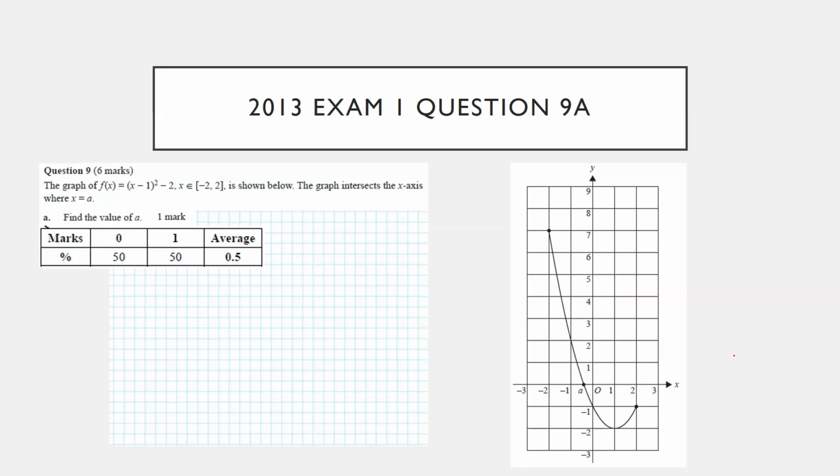Our next question is from the 2013 Exam 1. Now this is question 9A. So 50% of students got this correct, and it's unclear whether that's because they found it difficult or perhaps because they didn't even get up to it. The question asks us to essentially find the x-intercept, or the value of a here. What's important to note in this question is that there's a restriction on the domain. x comes from -2 to 2. That is, the graph doesn't just keep going here.